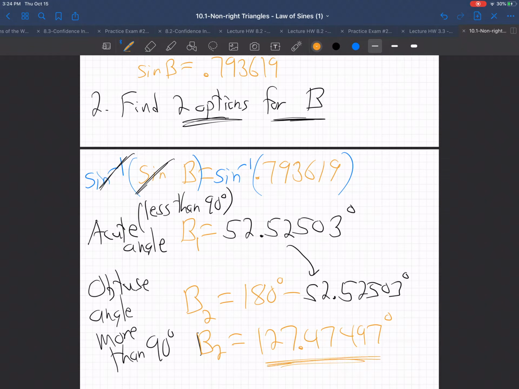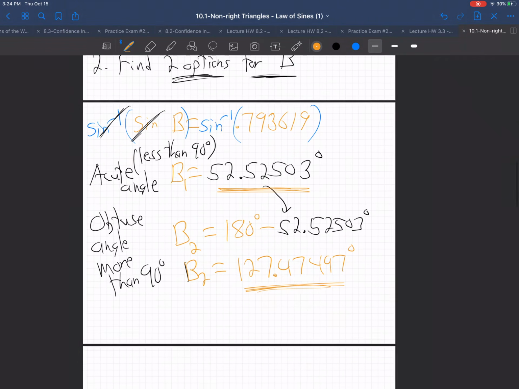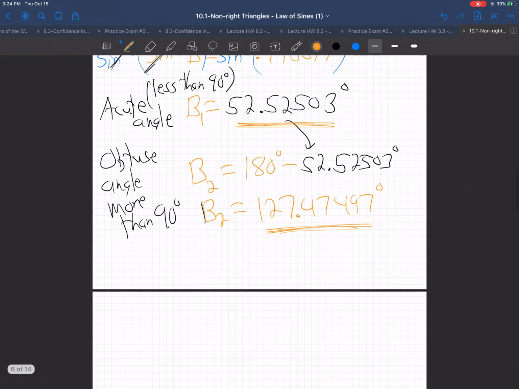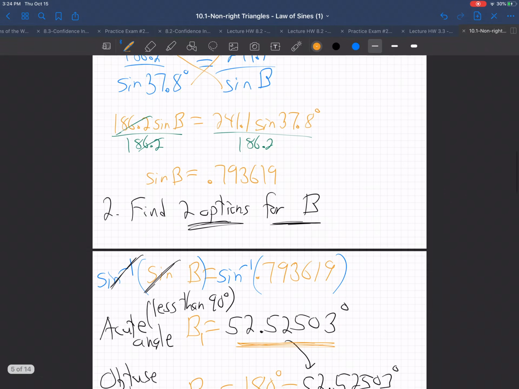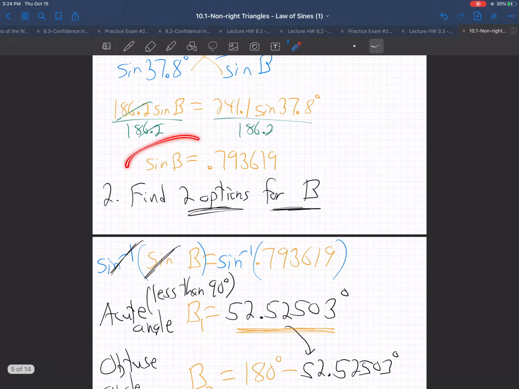See how that's more than 90? And this is less than 90? They're both options. Now, you might say, well, why do we do the 180 thing? Well, because when you're trying to solve this equation right here, sine of B, you're saying, where is the sine of B a positive answer?